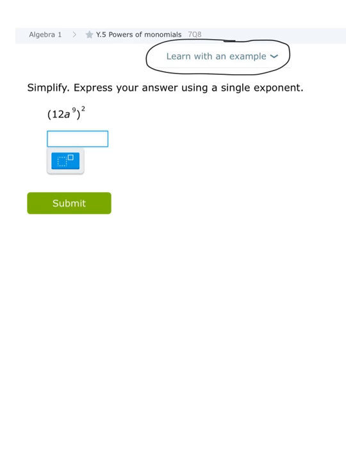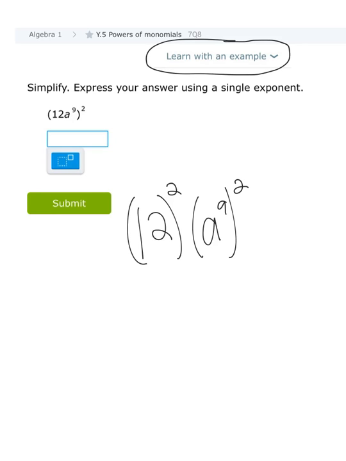So I need to raise each factor to the second power. So we're going to start with the 12. So I'm raising 12 to the second power. And then I have to raise a to the ninth to the second power. So 12 to the second power is 12 squared, 12 times 12, which would be 144.